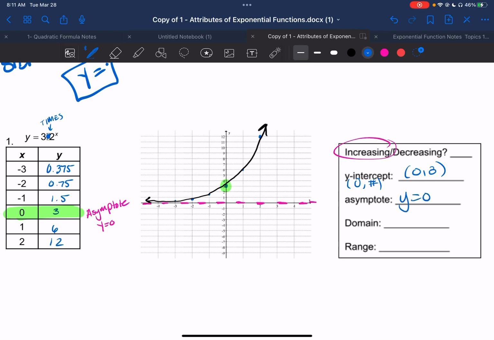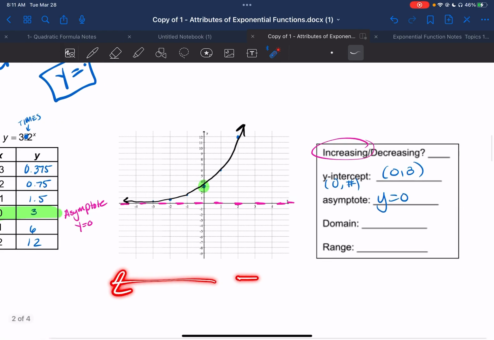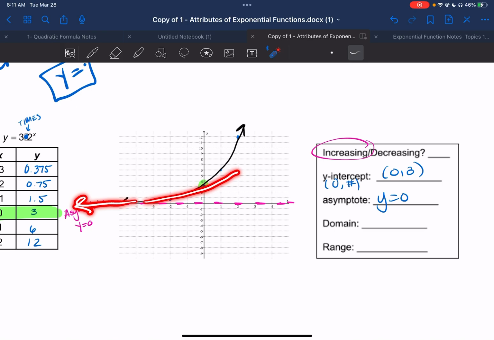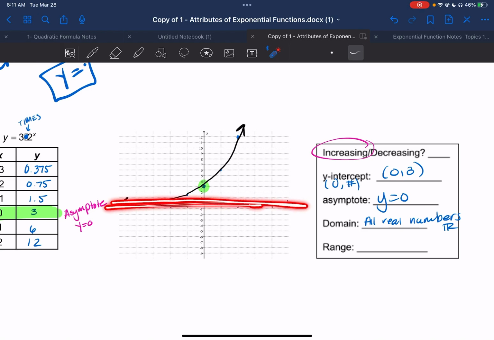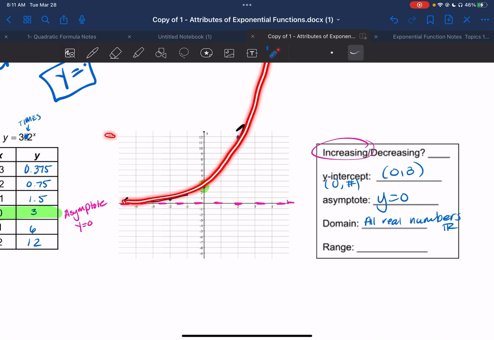What's your domain? How far left do you go and how far right do you go? That's your domain. So look, it's going to go forever to the left and forever to the right because it's going to keep going that way. So this is going to be all real numbers. All real numbers. Or you can do this. And your range is how high and how low. So this is the lowest it goes, and it goes forever up. So it's just like the original one. So it's going to be y values greater than 0.